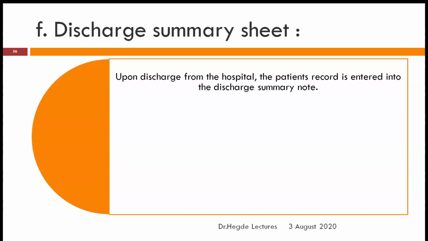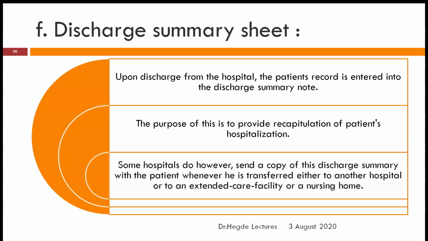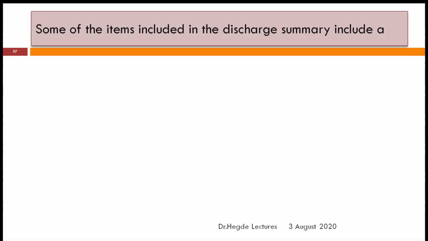Upon discharge from the hospital, the patient's record is entered into the discharge summary note. The purpose of this is to provide a recapitulation of the patient's hospitalization. Some hospitals do, however, send a copy of this discharge summary with the patient. We do that in our hospital. Whenever he is transferred either to another hospital or to an extended care facility or a nursing home, this will be very, very valuable information.